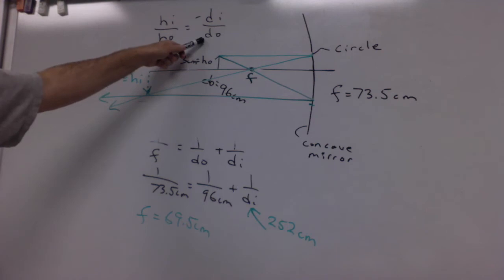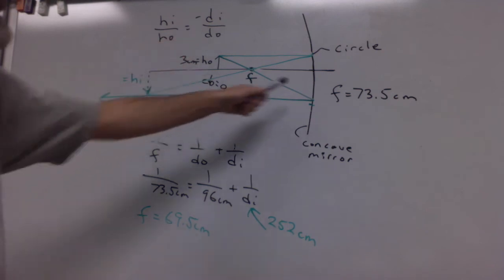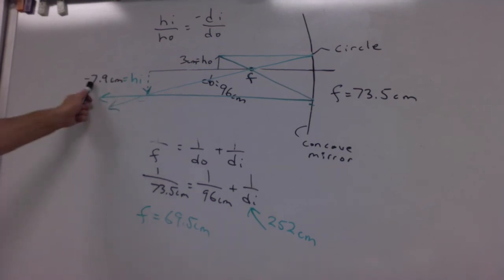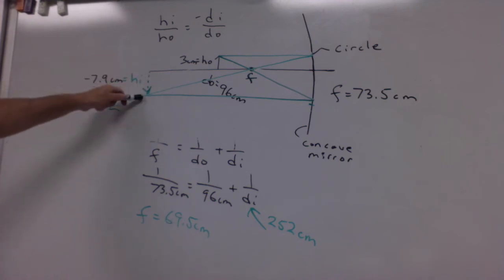And the DO is the distance to the object. That's going to be 96 centimeters. That's what we measured. And now I'll calculate the HI. And I get a negative 7.9 centimeters. Why negative? It's upside down. Now let's see how it really looks. All righty, it's all set back up again. And there's the image. Now that might be hard for you to see, but it's about 8 centimeters.